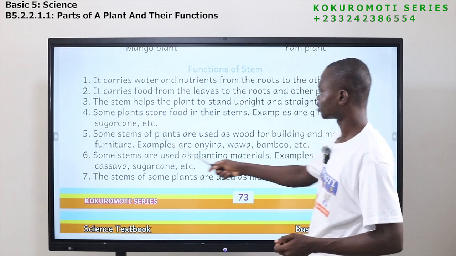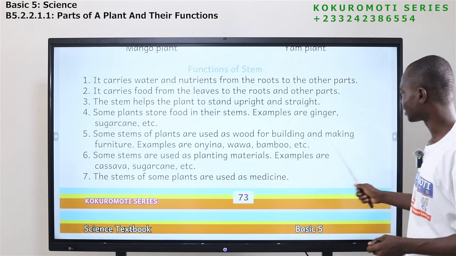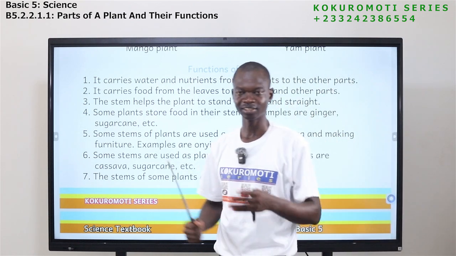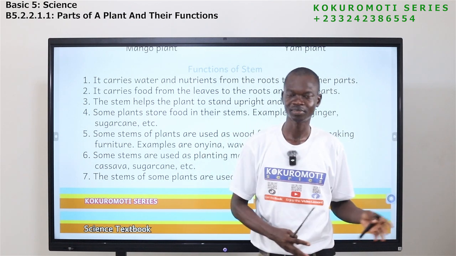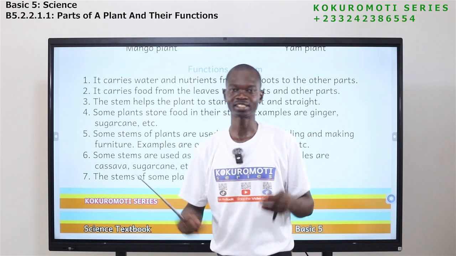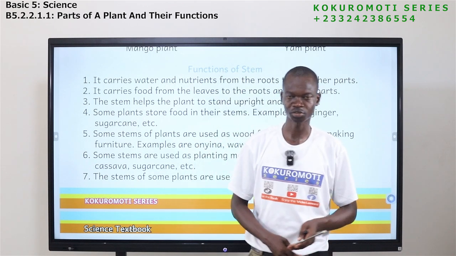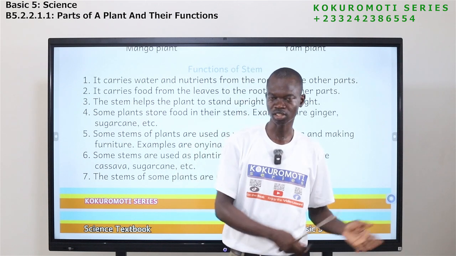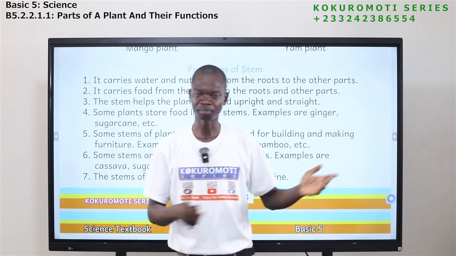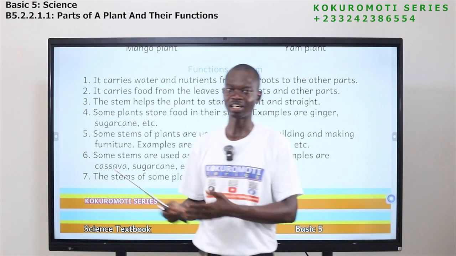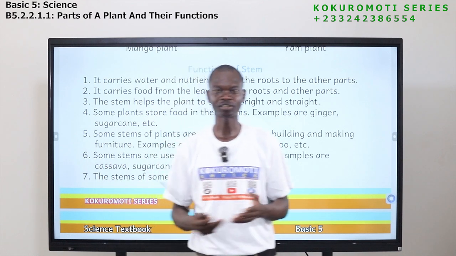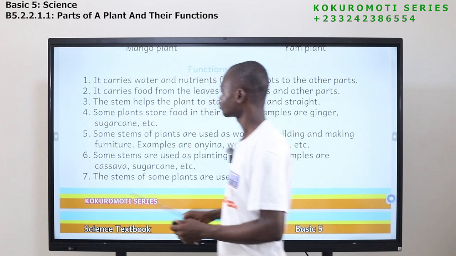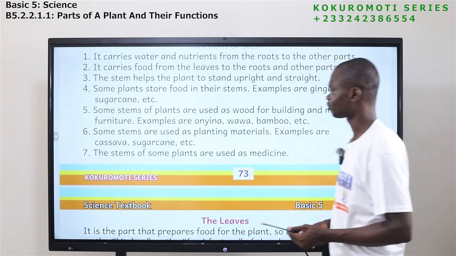The next one, some stems of plants are used as wood for building and making furniture. So some plants, we use their stem as wood. The chair that you use in the classroom, the desk, your bed, which is made of wood, your house, this wood comes from plants. The part of the plants used for that is what? The stem.